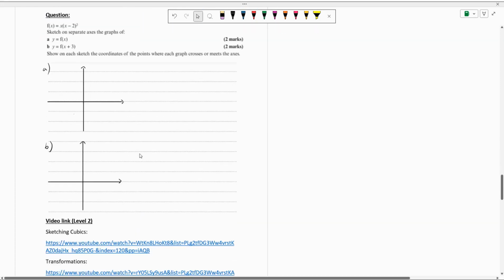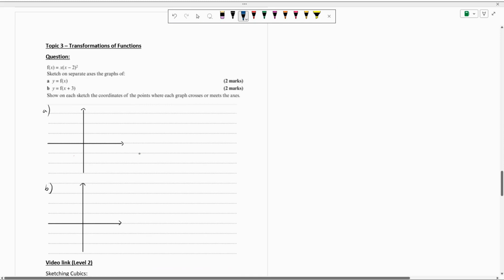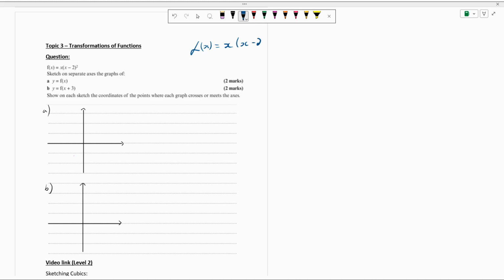Okay, on to question 3 then. We've got transformations of functions. So the issue with this one is they haven't drawn it for me, so I had to draw it originally. So my function is f of x is x, and now I've got x minus 2 squared, so that means I've got a double bracket here.